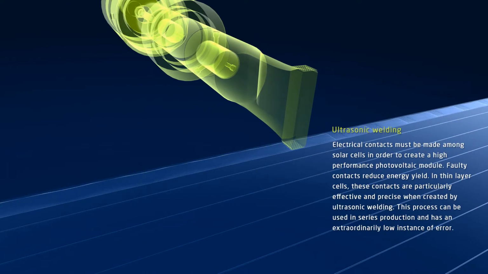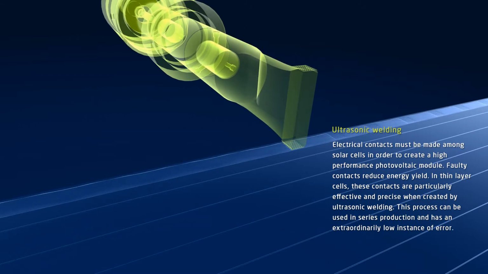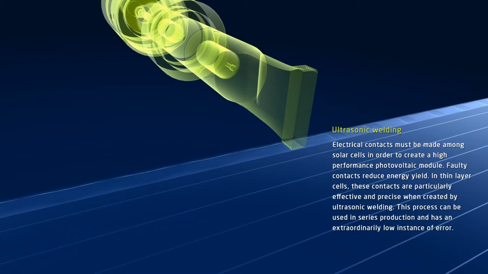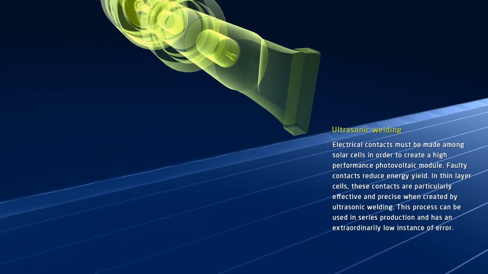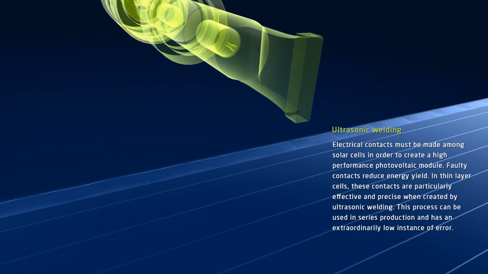To create a high-performance photovoltaic module from solar cells, electrical contacts must be made among the individual cells. Just one faulty contact reduces the energy yield of the solar module. In thin-layer cells, these contacts are particularly effective and precise when created by ultrasonic welding. Schunk has optimized this process so that the instance of error is extremely low, even in series production.